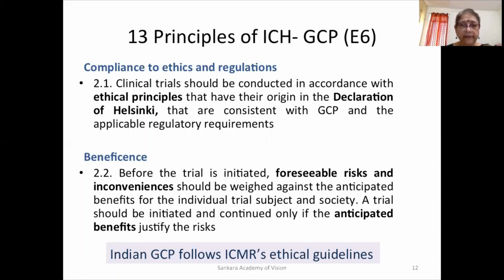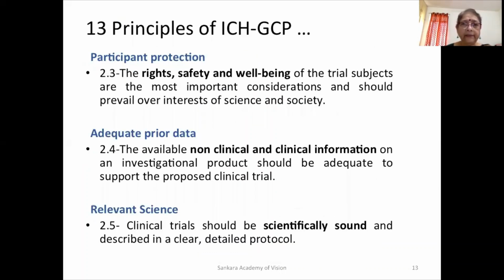So when we come to beneficence, 2.2, it is stating the foreseeable risks and inconvenience that you may come across, and these should be weighed against anticipated benefits to justify the risks. So that is about beneficence. And then the protection of the participant, 2.3, that is RSW. That means the rights, safety, and well-being of the trial subjects, which is the most important consideration when you do research, and it should prevail over the interests of the science and society.